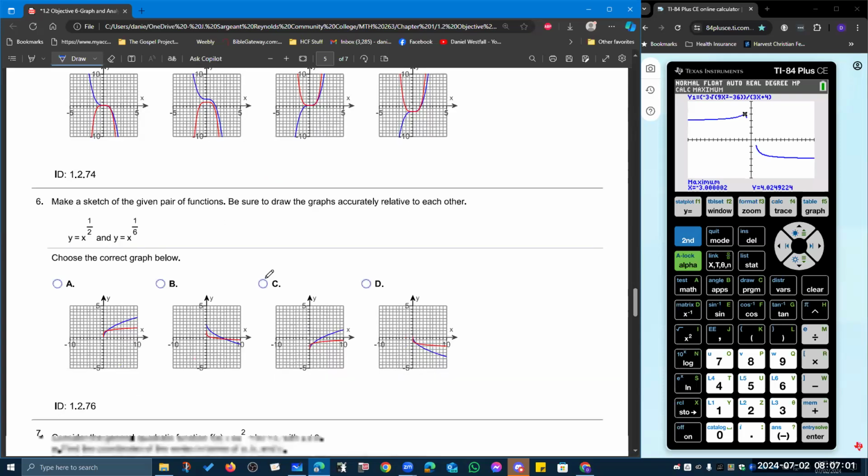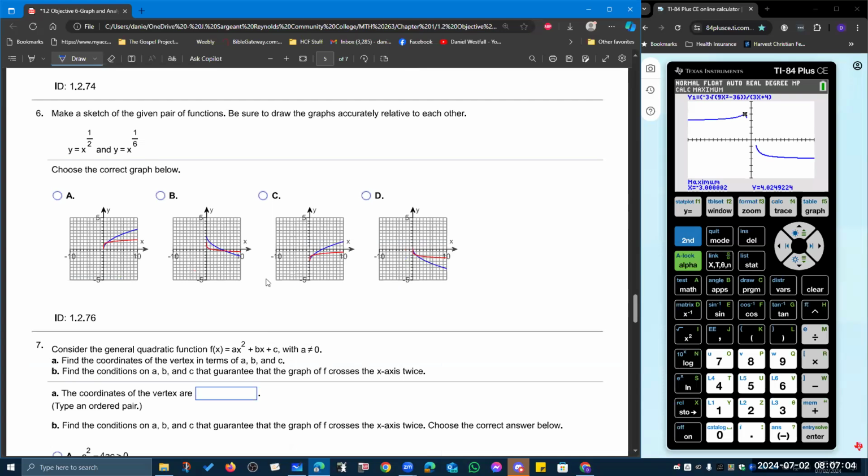Now we have y equals the square root of x, x to the 1/2, and y equals x to the 1/6. X to the 1/6 is going to start off higher than x to the 1/2. They're going to cross each other both at 0, 0 and at 1, 1. And then x to the 1/2 is going to overtake x to the 1/6. It's going to look like A.